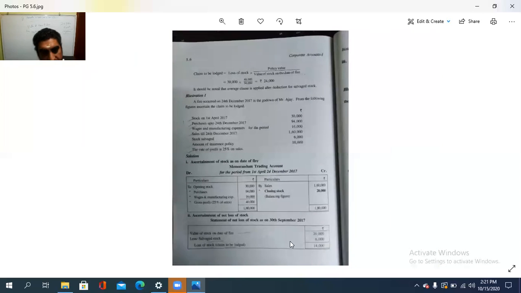Then next is what? Applying the average clause or not.